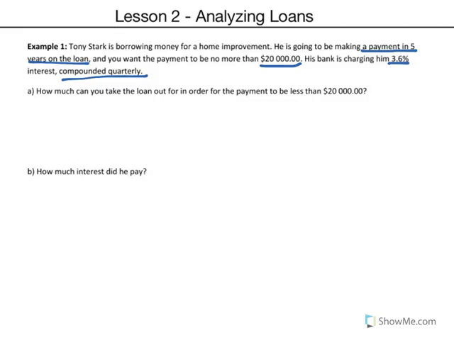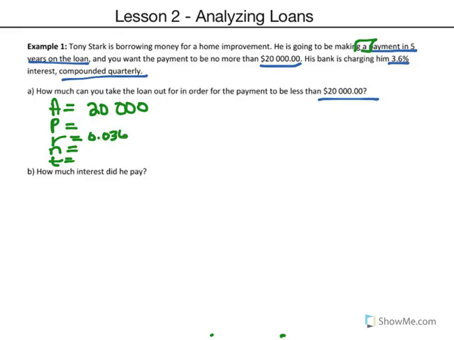So how much can he take out for the loan in order for the payment to be less than $20,000? Because he's making a single payment, we'll use compound interest. So we're going to plug in our A to be $20,000, since we don't want to pay more than $20,000. And we're going to plug in our interest rate as 0.036. It's compounded quarterly, which is 4, for 5 years. And our nt is 4 times 5, which is 20.